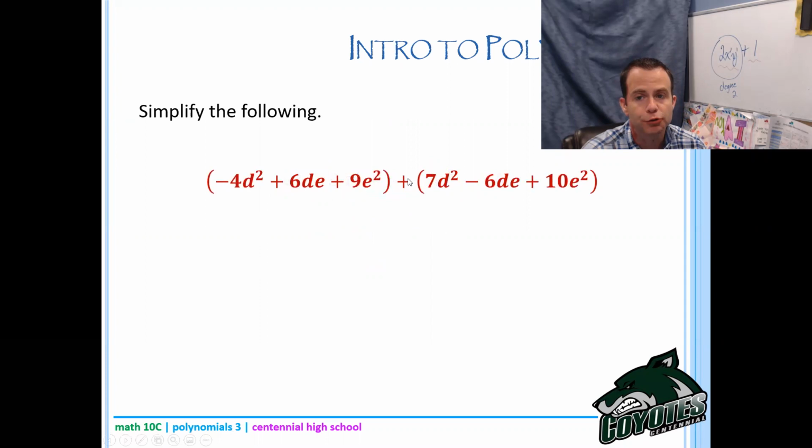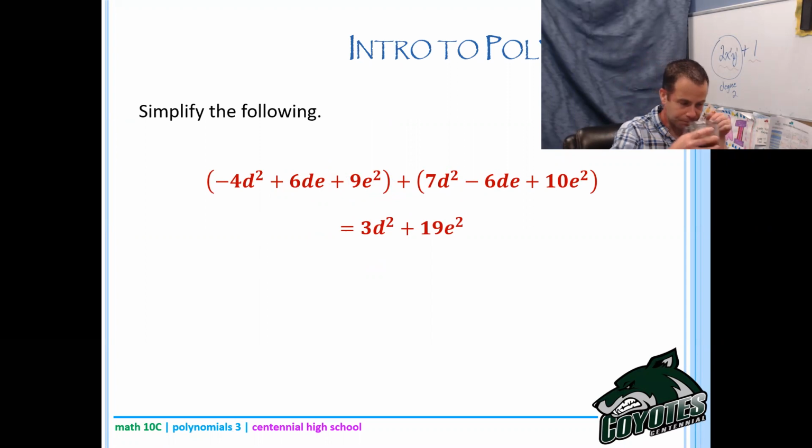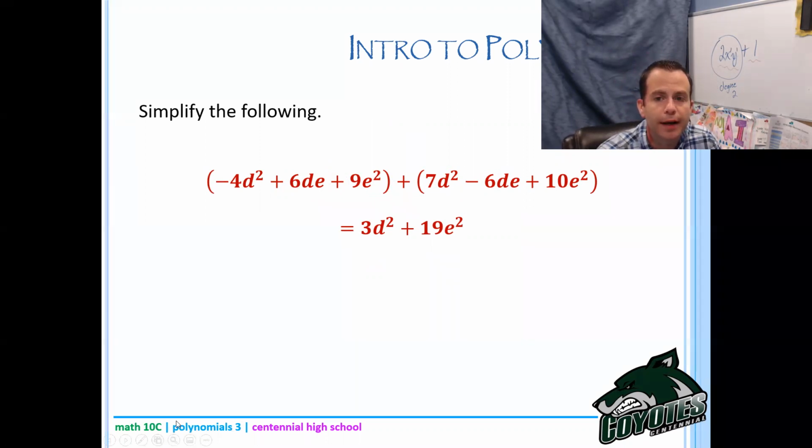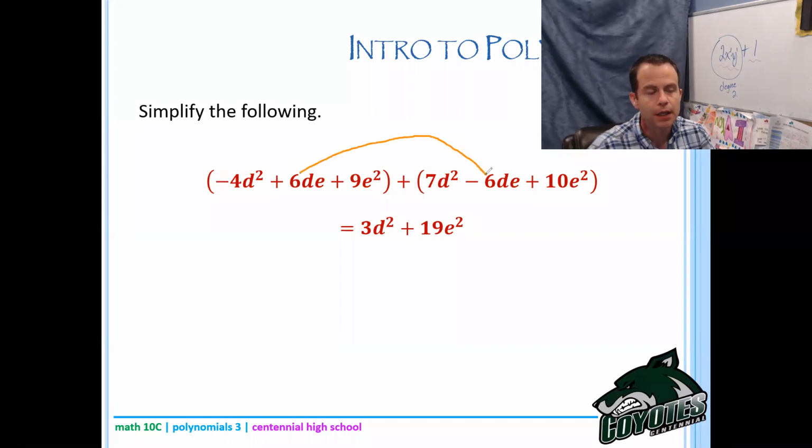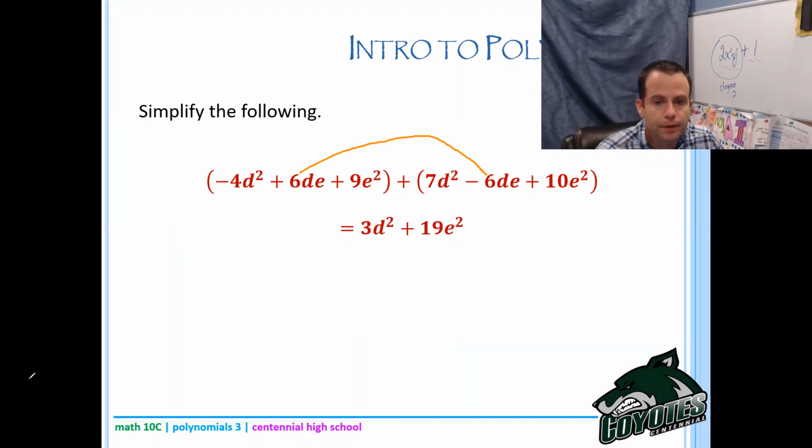Okay, you try this one. Pause me for a sec. Awesome, you should have gotten 3d squared plus 19e squared. Take note that although you had a DE, you had a 6DE and then a minus 6DE, so that equals 0 DE, but 0 DE, that's just nothing. You have no apples anymore, so I don't have to state 0. Okay.